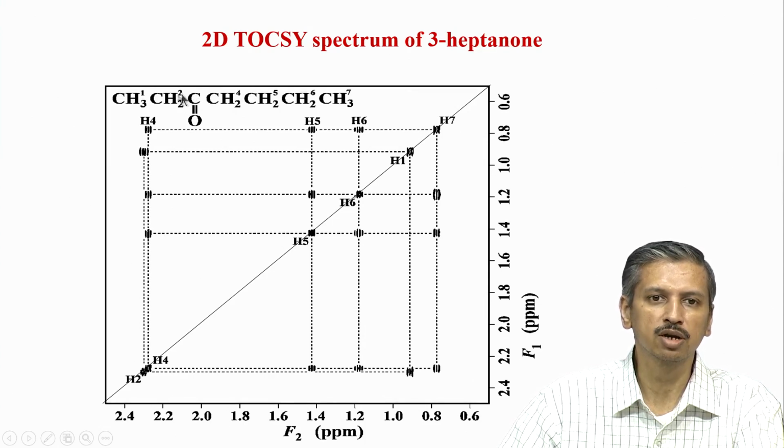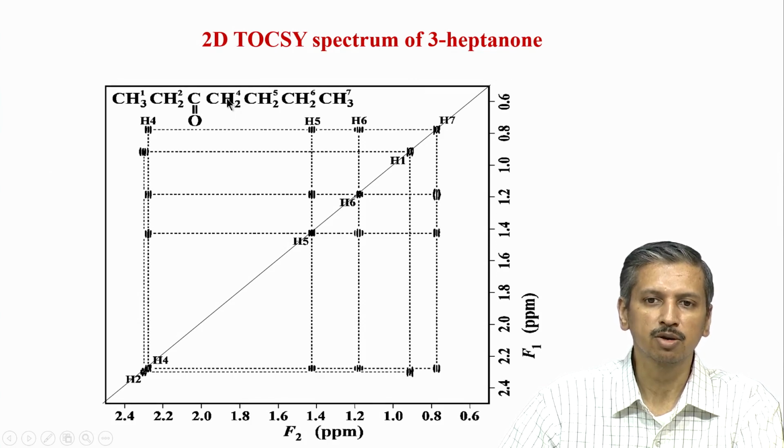So, I would need a 4-bond J coupling if I wanted to see a correlation in a TOCSY spectrum between 2 and 4. As I said, that is not possible, there is no direct coupling. So, this basically breaks this whole molecule into 2 parts.